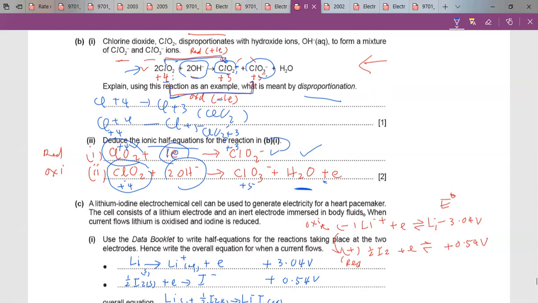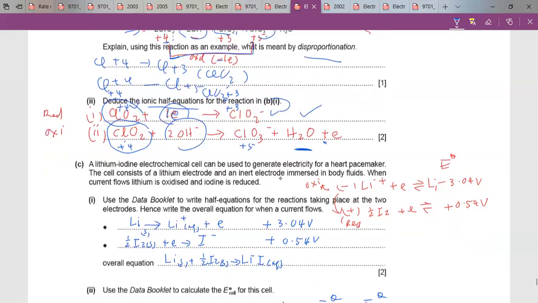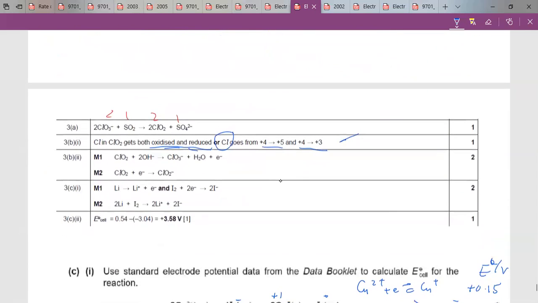Okay, so you're going to figure out, because they don't give you this in your data booklet, so you figure it out yourself. Okay, half equations here. Okay, this is the marking scheme here. So here there is no hydrogen or whatever. Can you see clearly?